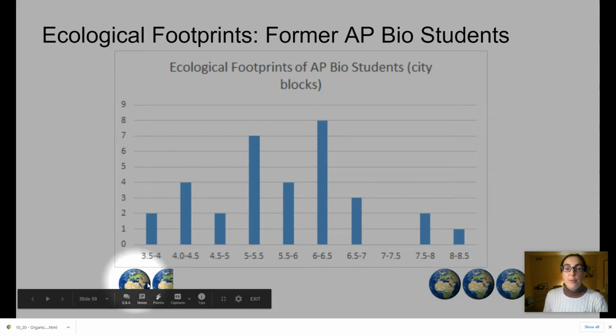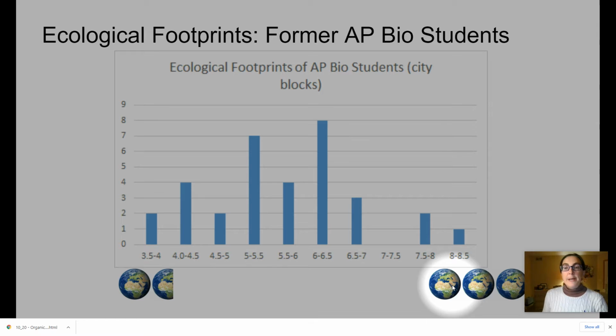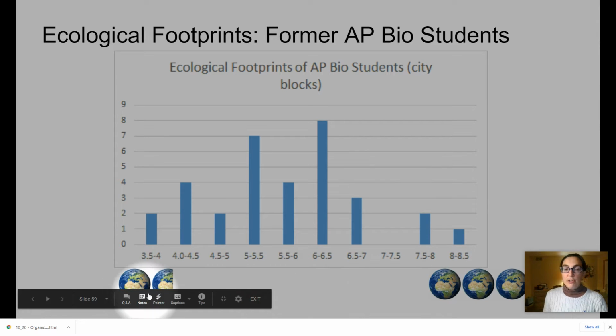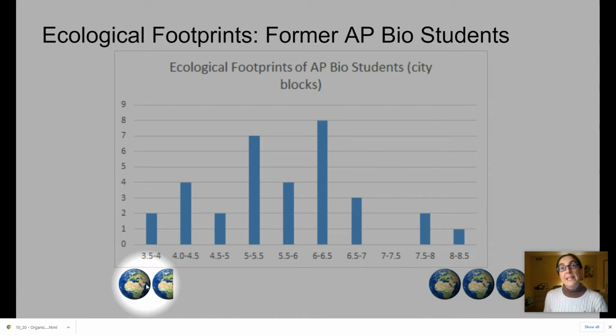And you can see former AP Bio students ranged from like 1 2/3 of a planet up to, this is actually about 3.5. The last one's kind of hidden behind my little video over here. What this means when it tells you how many Earths it would take to sustain your lifestyle is if every single human being on the planet lived the way that you do, we would need that many planets to have enough cropland and produce enough timber and have enough oil and coal to generate all the fuel that you need. That's how many Earths it would take if everyone lived the way that you do.